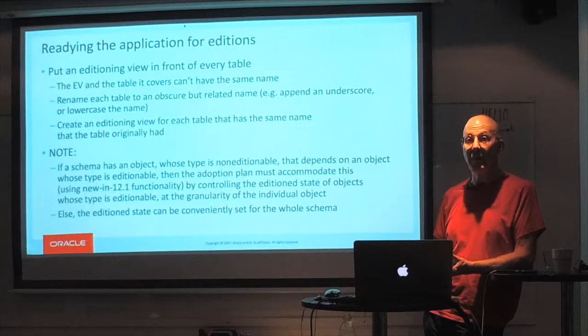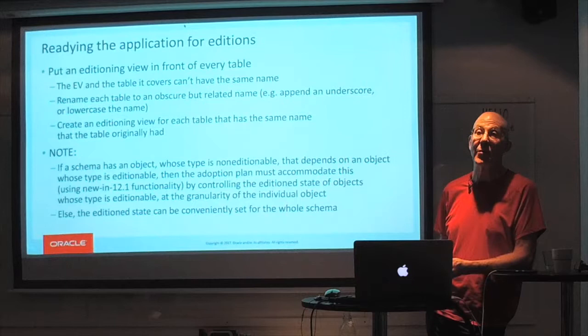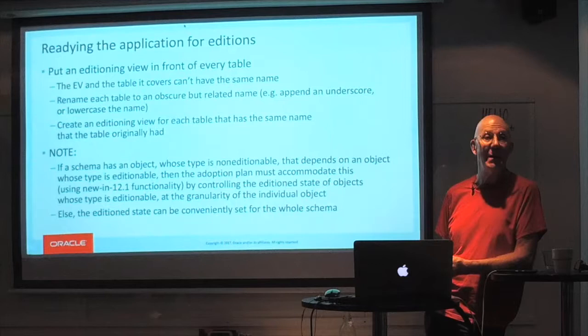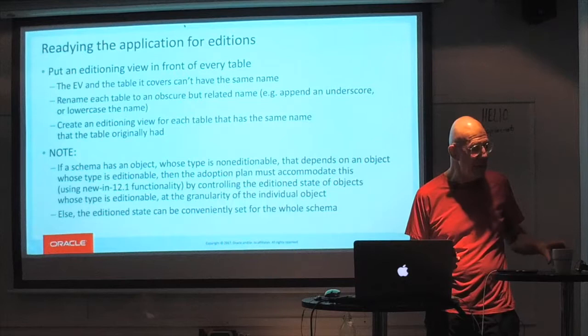And the same, by the way, goes for policies of all kinds, VPD policies, fine-grained auditing policies, and new from 12.1, redaction policies. They all mention tables and sometimes columns in tables. The natural thing to do is to have them now at editioning view level. Why do I say that? Why am I so keen on that central rule of proper practice?